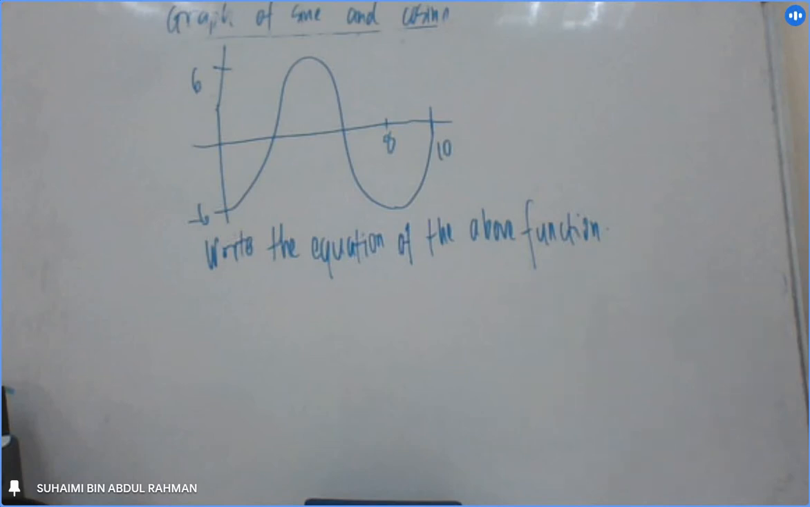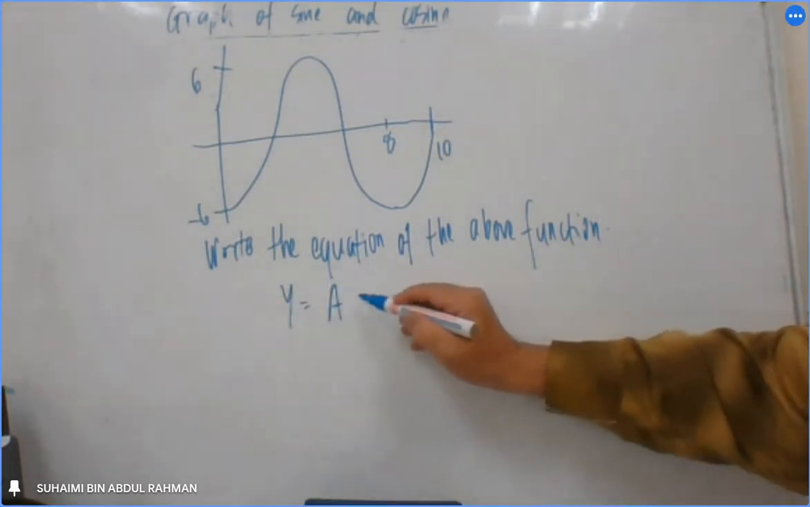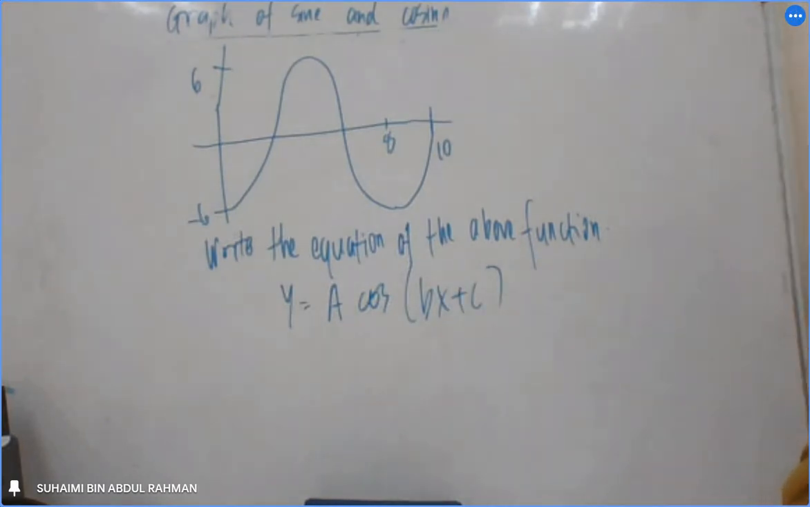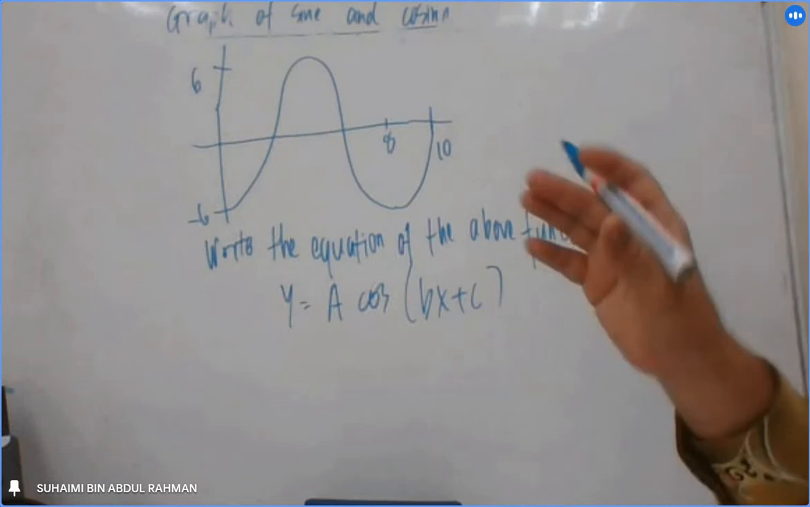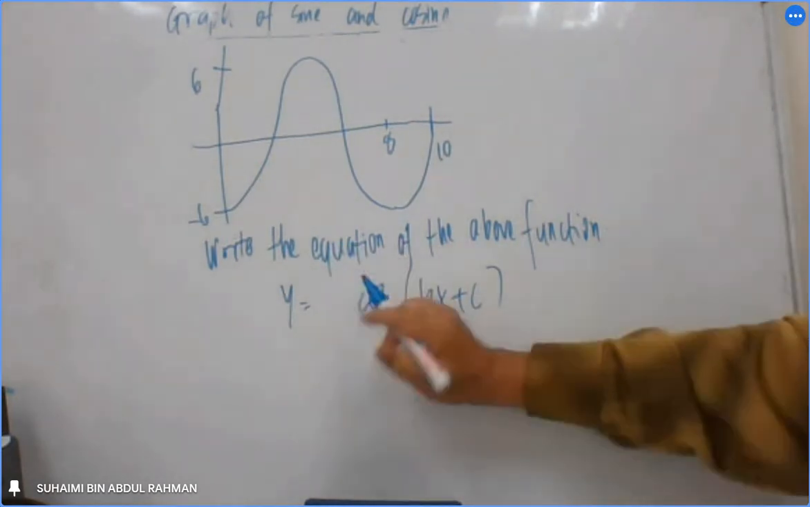Right. First of all, we need to determine what type of function this graph is. Cosine function. So it's going to be like this: a cos bx plus c. What we want to sketch, but we need to know what a, b, and c are. A is equal to what? 6.